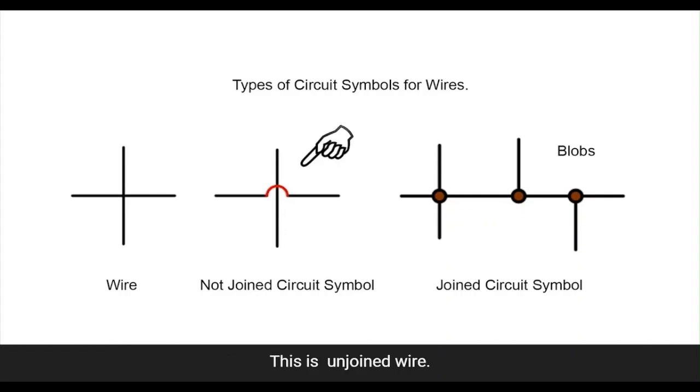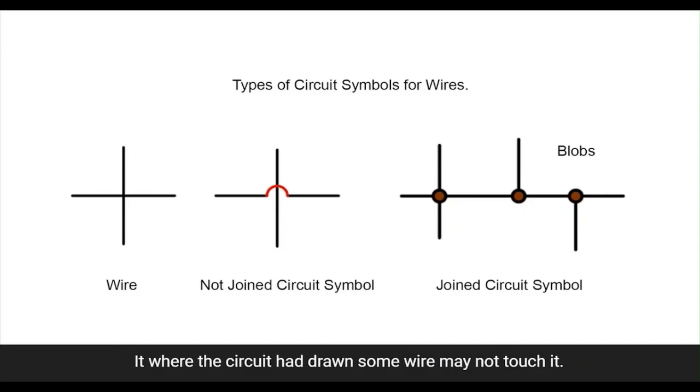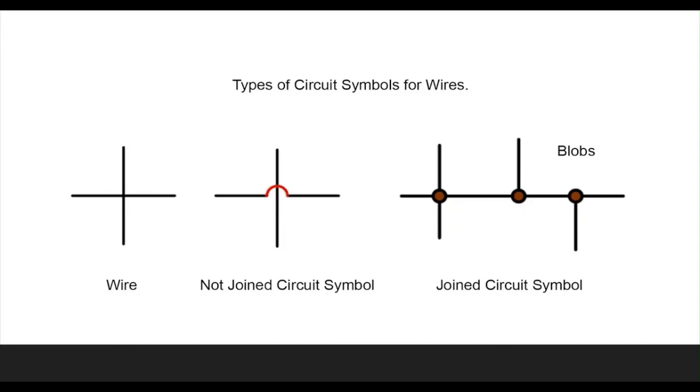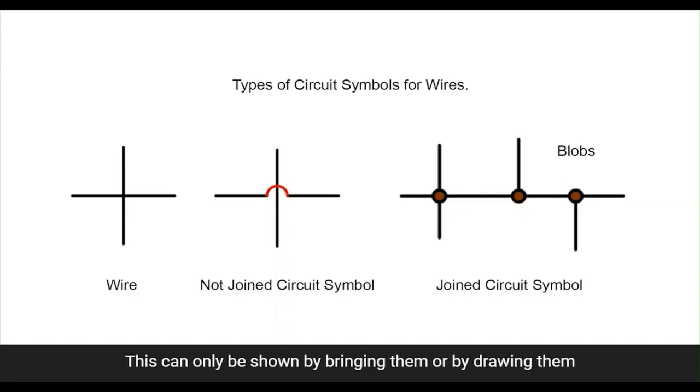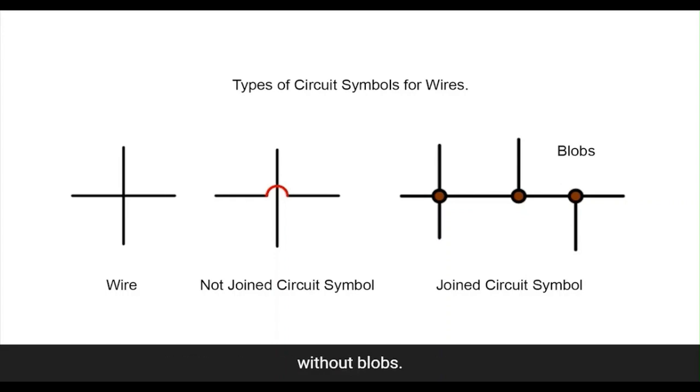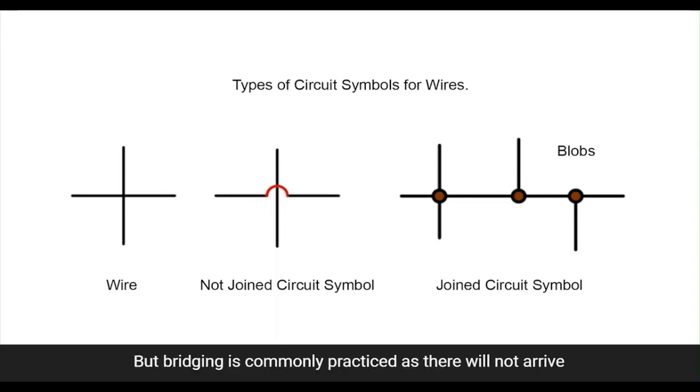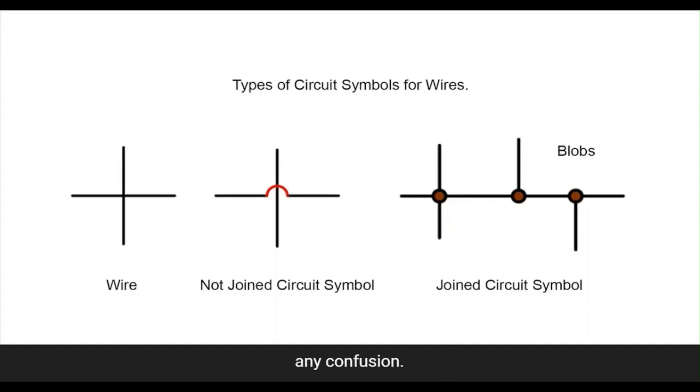This is the unjoined wire circuit symbol. When circuits are drawn, some wires may not touch each other. This can only be shown by bridging them or by drawing them without blocks. But bridging is commonly practiced as there will not arise any confusion.